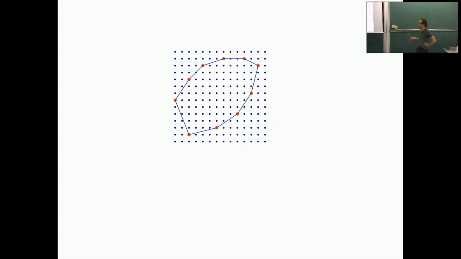So how do we bound the number of lattice polygons in a box? Well, here's a lattice polygon. We chop it up into 4 convex chains. So it's guaranteed to be a convex polygon, so there will be extreme points, and we choose one of the points with smallest x-coordinate, one of the points with largest x-coordinate, one of the points with largest y-coordinate, and one of the points with smallest y-coordinate, and chop the polygon up into 4 chains.